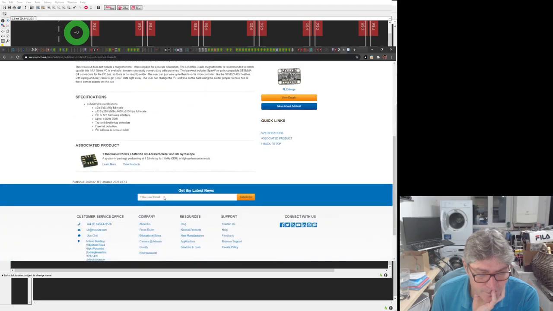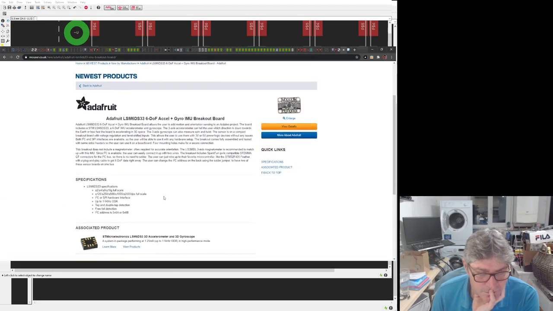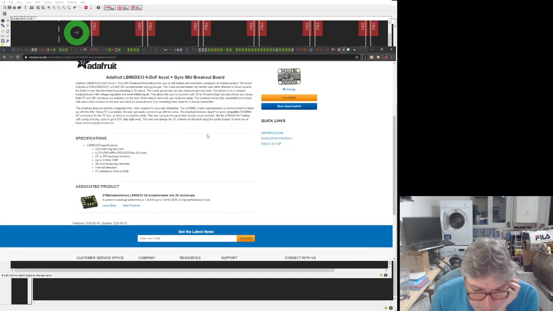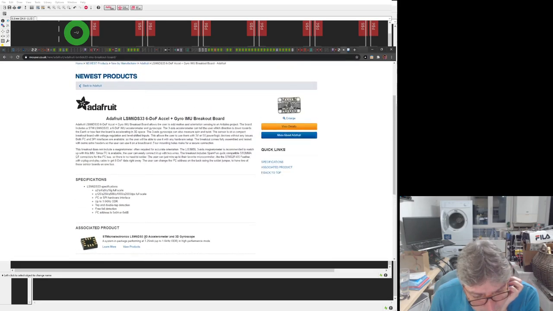This is on a STEMMA breakout. Adafruit STEMMA QT and the IMU board allows the user to add motion and orientation sensing when doing the product. The board includes an STM LSM6DS33. 6 degrees of freedom, IMU, accelerometer and gyroscope. Three-axis accelerometer. Three-axis gyroscope. Yeah, I mean, we could even use those to start with. Is it on the list?